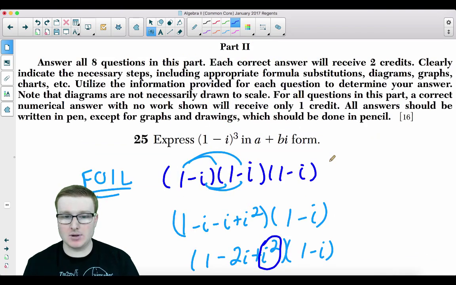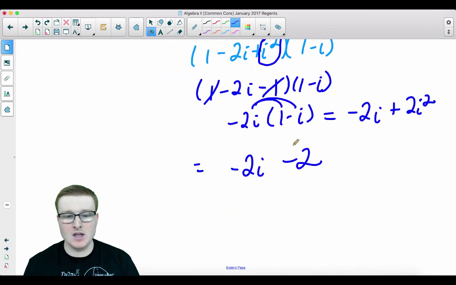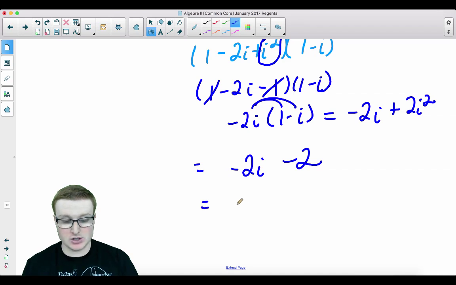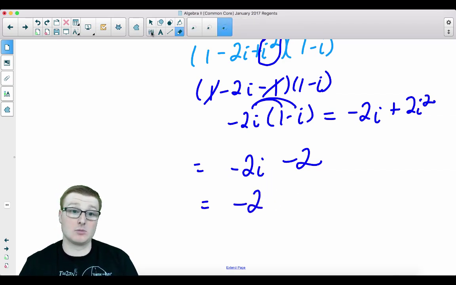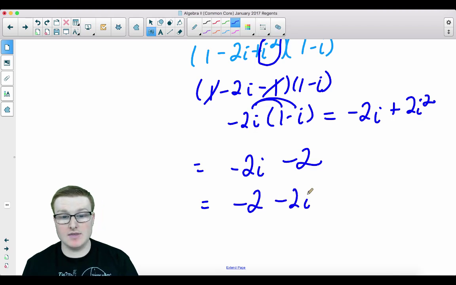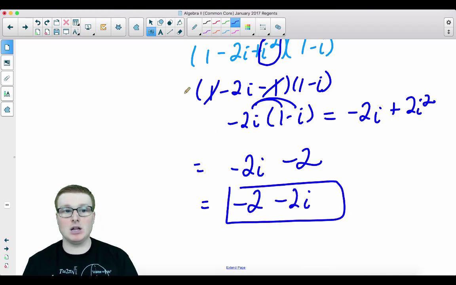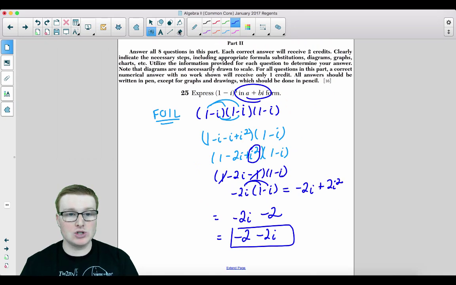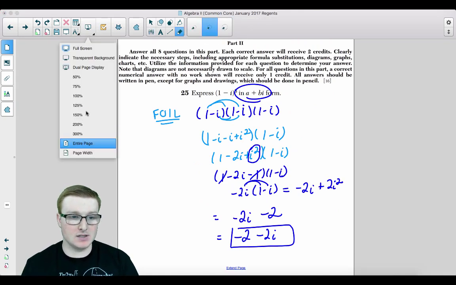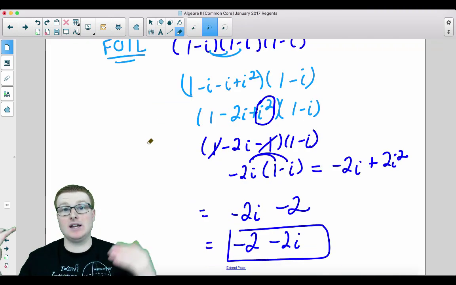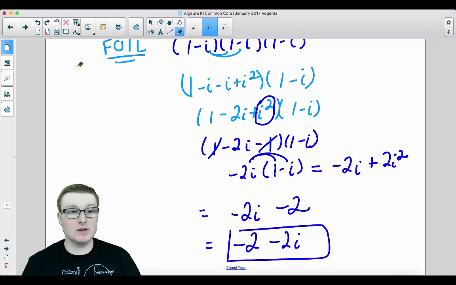But they want it, remember, in a plus bi form. So you need to put that negative 2 first: negative 2 minus 2i. This, ladies and gentlemen, is a plus bi form. You would lose credit if you did not put it in a plus bi form, because they specifically said to put it in a plus bi form. That's how you do number 25.